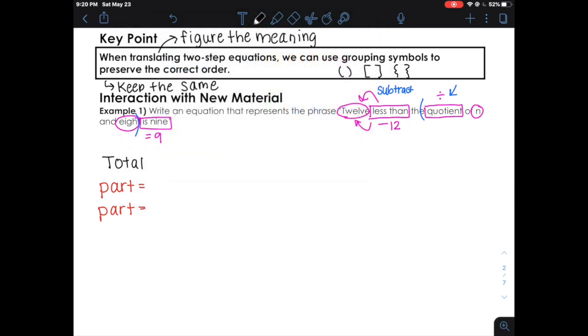Since we are taking away from that quotient, it means that the quotient of n and 8 is our total. So that's going to be a division problem, n divided by 8. So I'm going to draw a model. This is my total bar, and it's represented by n divided by 8.